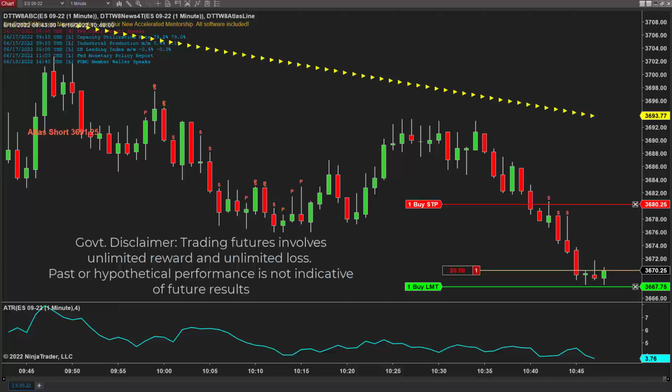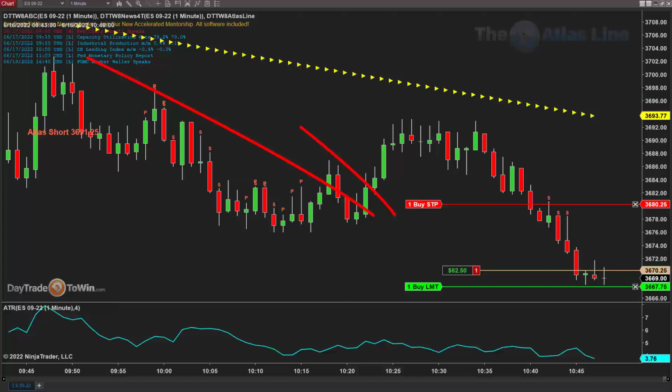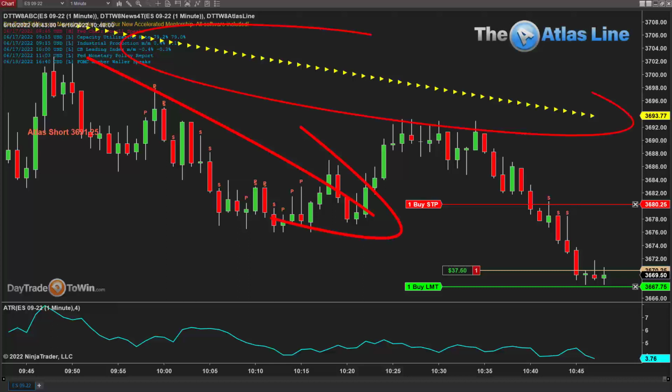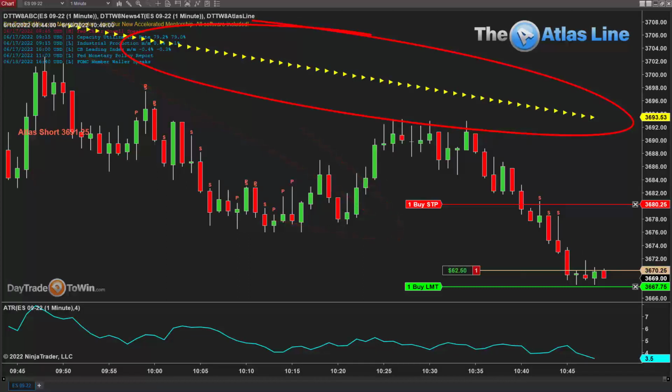So as we start the day, the market is continuing lower, and the Atlas line software, proprietary software available at DayTradeToWin, is indicating that we're going to sell this market. And how do I know that? Because the price action is below the Atlas line. According to the rules, I want to be selling the market.